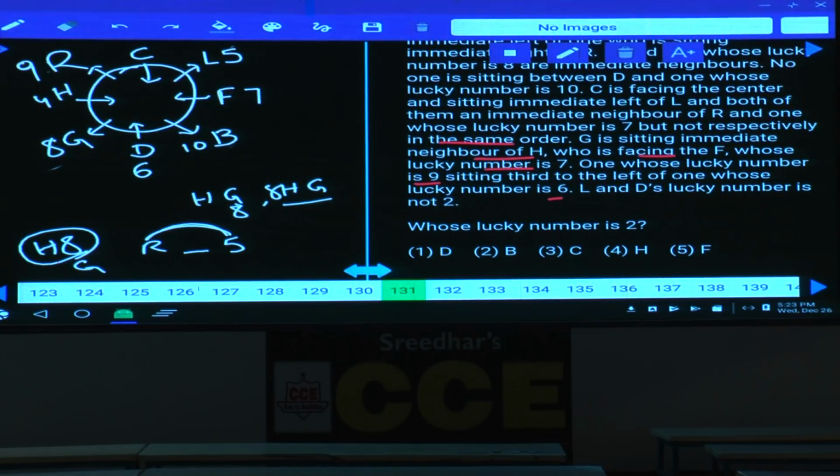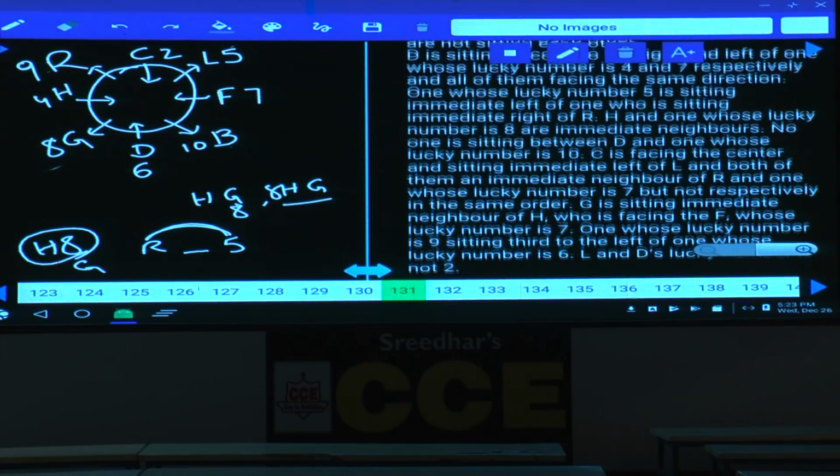And B is 10. D, G, H, R, C, L, F, B, done. And the numbers 10, 6, 8, 4, 9, 5, 7 are done. Then L and D's lucky number is not 2. D's lucky number is 6. Then whose lucky number is left over here? C's lucky number. What is C's lucky number? 2 is C's lucky number. Done? With this information it became a bit complicated.